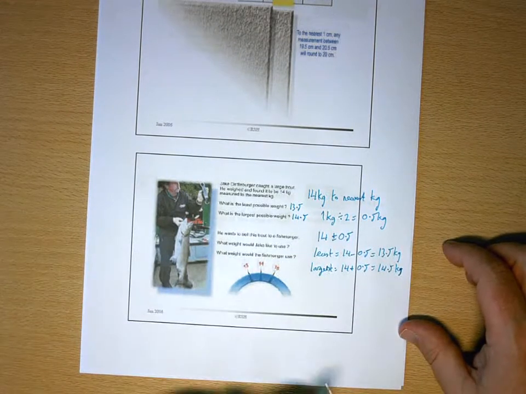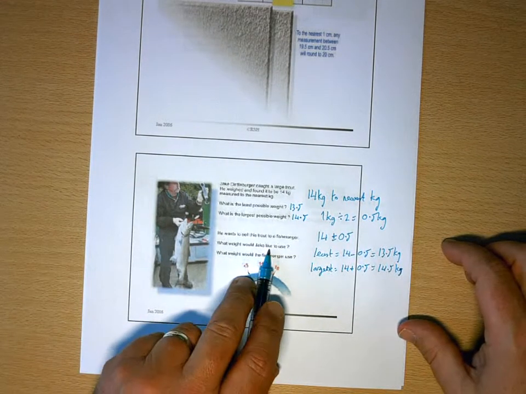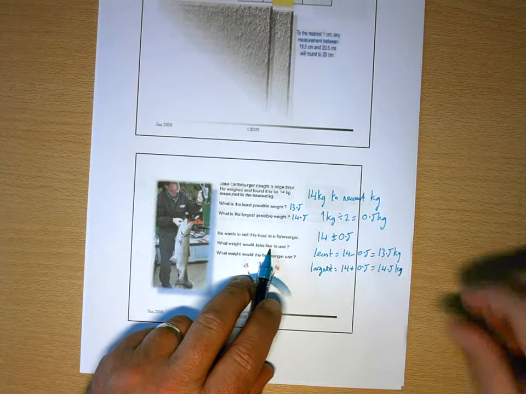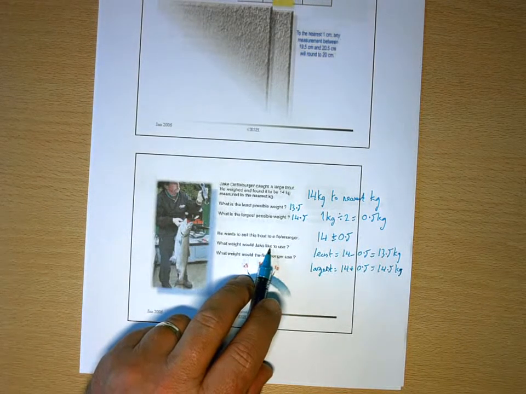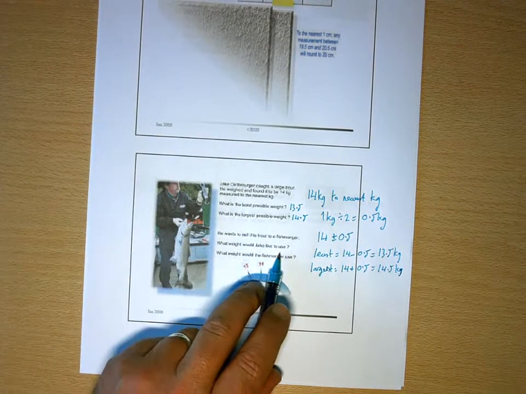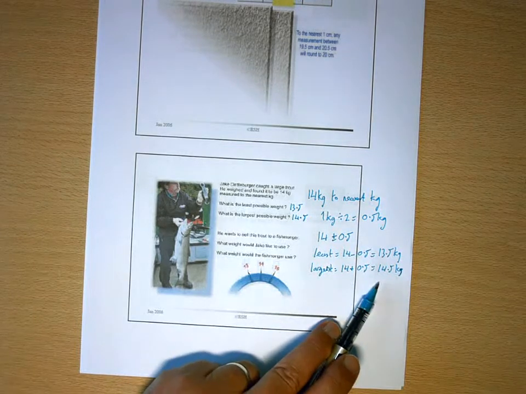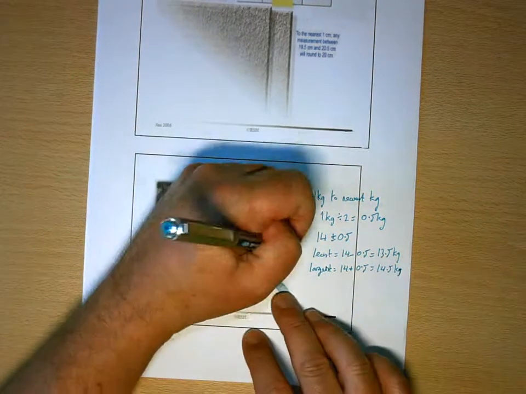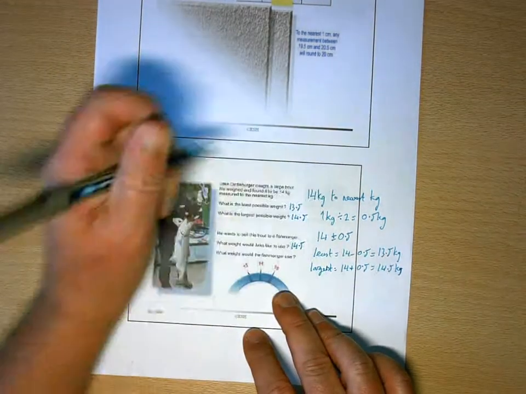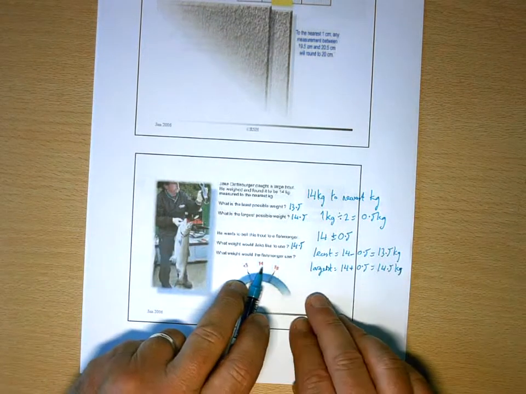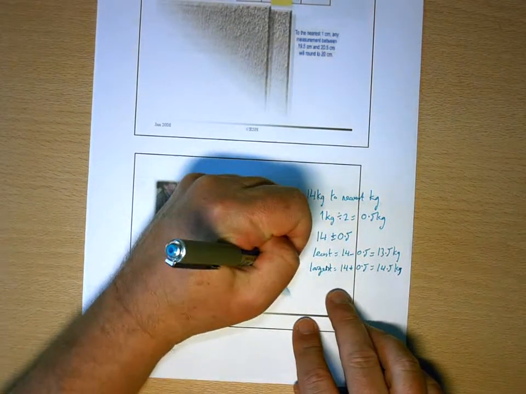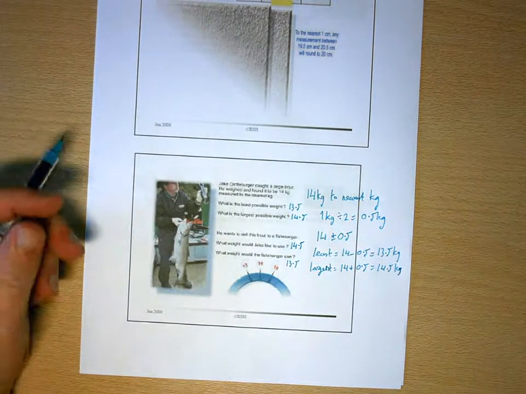He wants to sell the trout to a fishmonger. What weight would Jake like to use? Well, they're normally sold so much, £10.84 to the kilogram. So he would want to use the heaviest weight. So he would want 14.5. The fishmonger would want to use the lightest weight, which is 13.5.